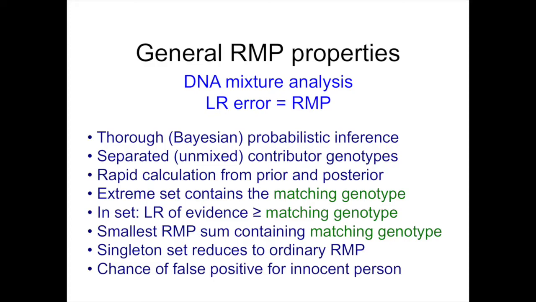We want it to reduce to the classical case of certainty when there's a singleton set. If there's only one genotype or one type in the set, it should just become RMP again. And we wanted to convey the chance of a false positive for an innocent person. So this generalized RMP over an extreme set does all of that. That's what I'll be continuing to talk about and how it works.